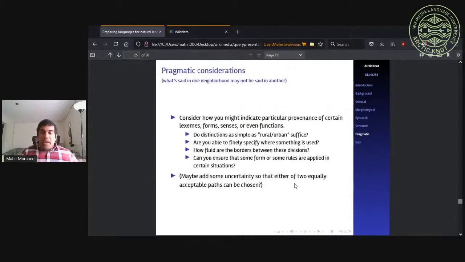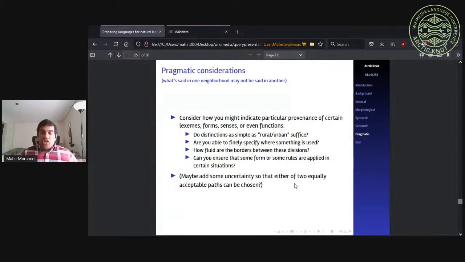So that's semantic ideas. Now we move on to more pragmatic considerations, because of course languages are not monoliths, even if there are communities that might say so, because certain lexemes, forms, senses, or even functions might have a particular provenance in a particular community. For your particular language, you might want to ask yourself distinctions as simple as, say, rural, urban, or in between different communities, or across an international border. Do distinctions in the language because of that suffice? Can you better specify where something is used for regionalisms and things like that? And of course, how fluid are the borders between these divisions? Can you meaningfully use terms from one side of the border on the other side, and so on and so forth? And can you ensure that some form or some rules are applied in certain situations, whether it's a particular regionalism?